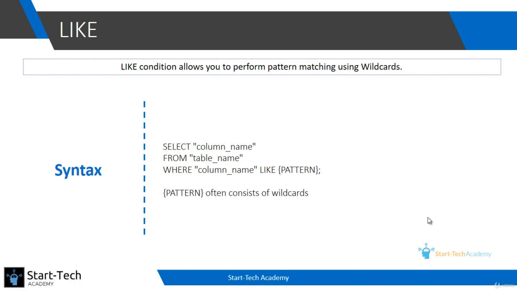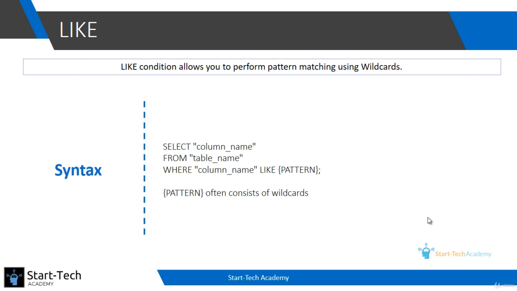So we have seen how to use the in condition and the between condition. Now let us learn how to use the like condition. The like condition is used to perform pattern matching between strings using wildcards. By pattern matching, I mean you can find if a string is starting with a particular character or ending with a particular set of characters. That kind of pattern matching can be done using the like condition.